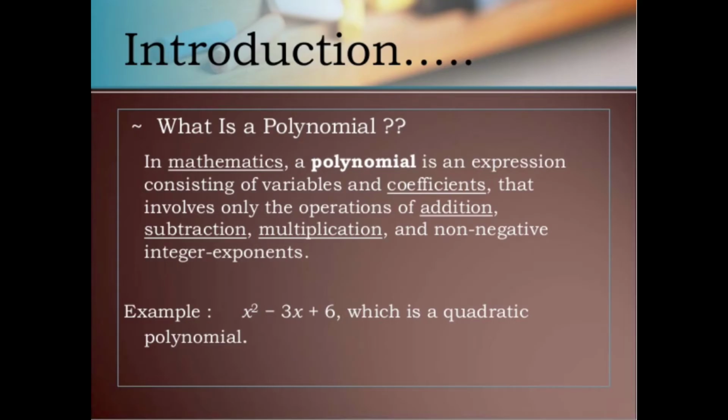What is a polynomial? In mathematics, a polynomial is an expression consisting of variables and coefficients that involves only the operations of addition, subtraction, multiplication, and non-negative integer exponents. An example is x squared minus 3x plus 6, which is a quadratic polynomial.